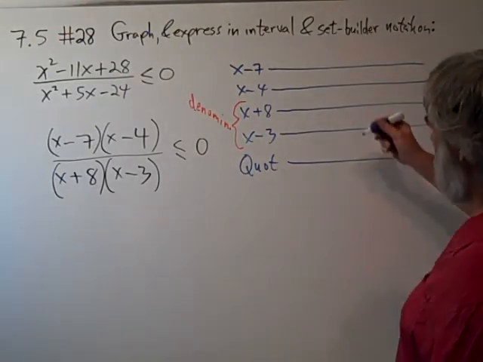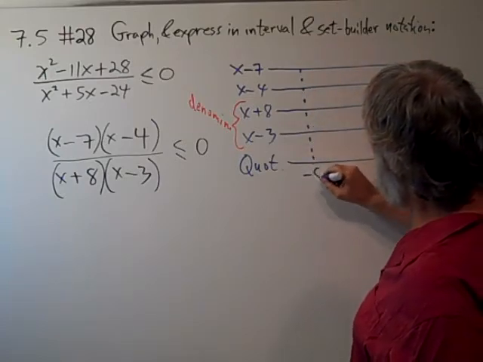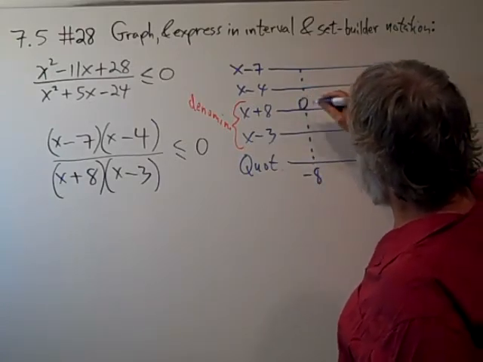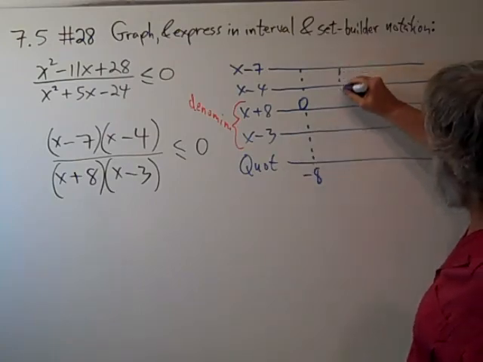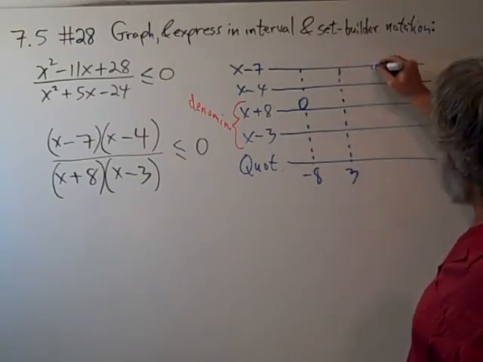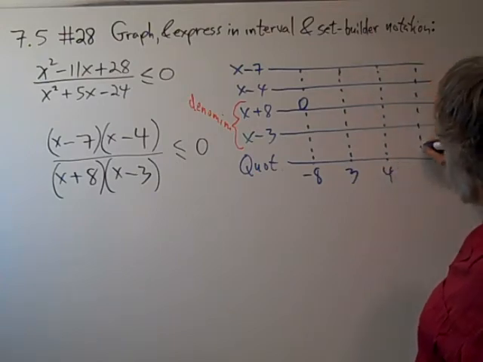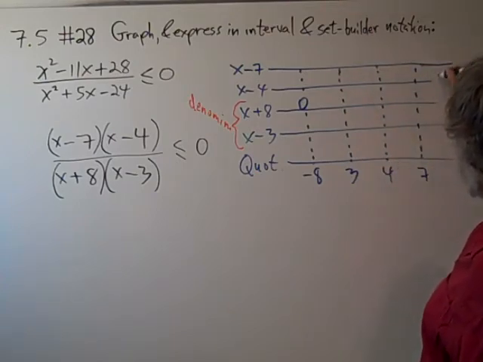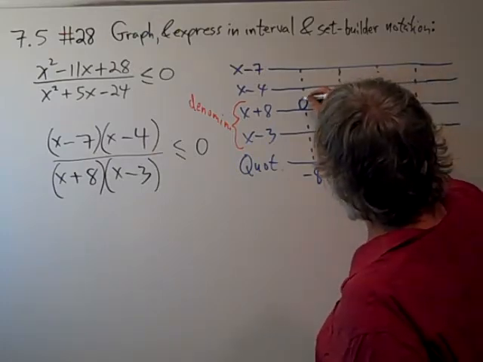Okay, so we have here at negative 8, this guy's 0 at negative 8, and the next one is at 3. Let's call this one 3. And after that one, we've got one at 4 and another one at 7. Those are all the places where factors in this quotient equal 0. Okay, there's this one already here.